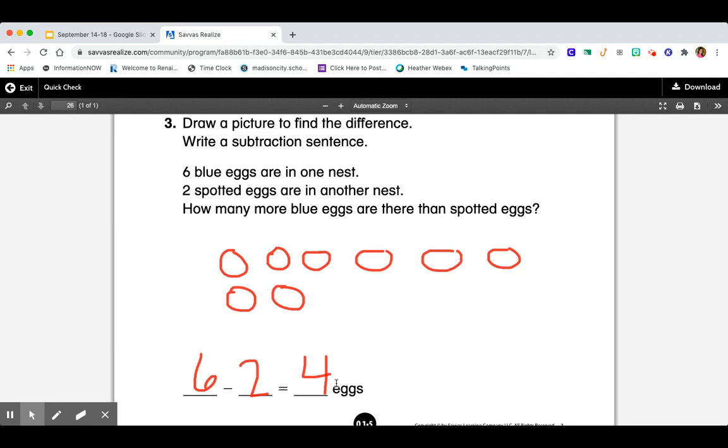Okay, guys, I hope you did well with this lesson today. When you're done with your video, I want you to go into your assignments and I want you to complete the workbook pages that line up with today's math topic, stories about comparing.